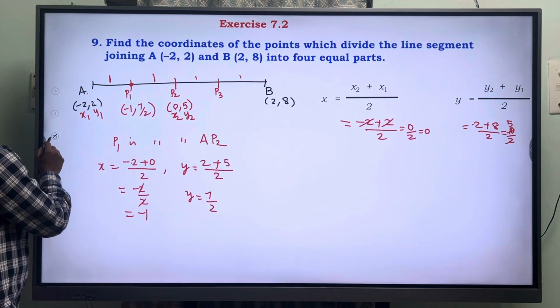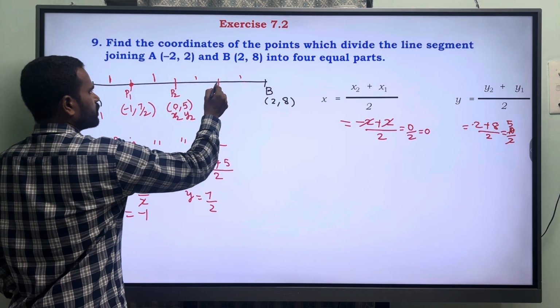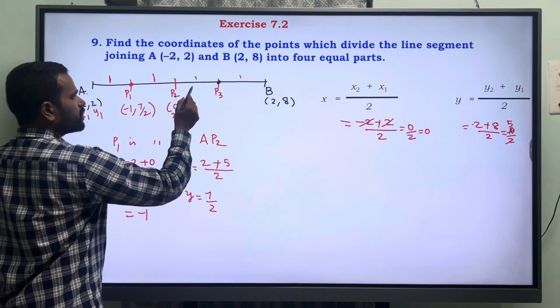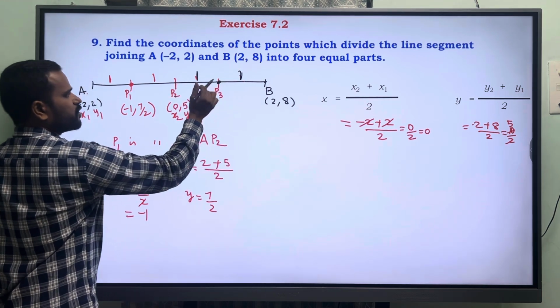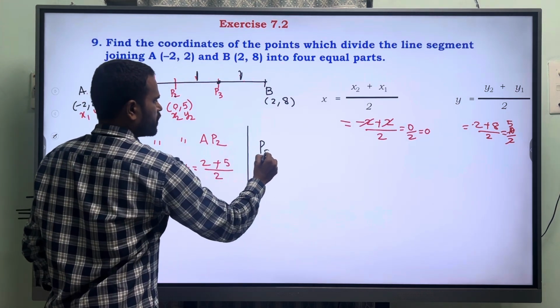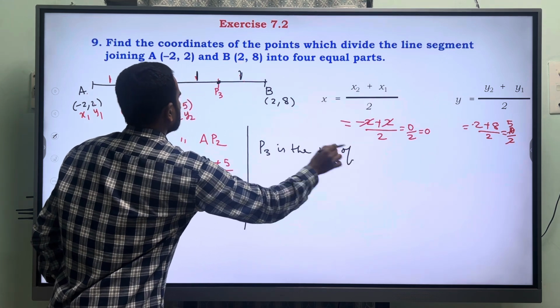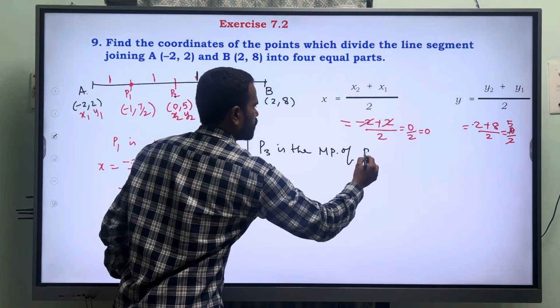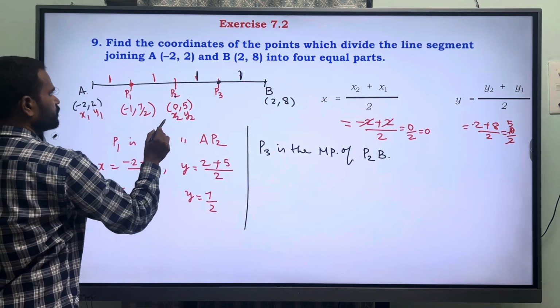Okay. Now what is the next thing we are going to do? This one, this coordinate we need to find. So this is one portion, this is one portion. From here to here one portion, one portion. So this is the midpoint. P3 is the midpoint, right? So P3 is the midpoint of what? P2B. So now what I will do?